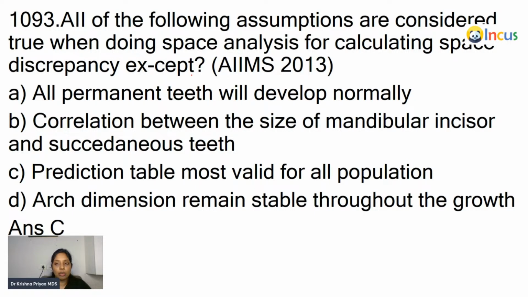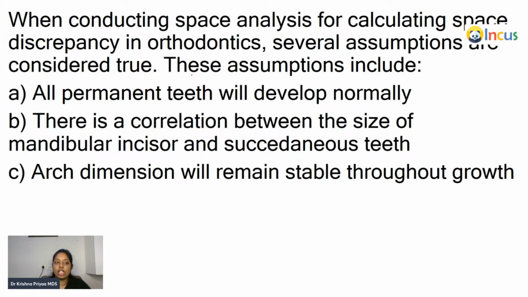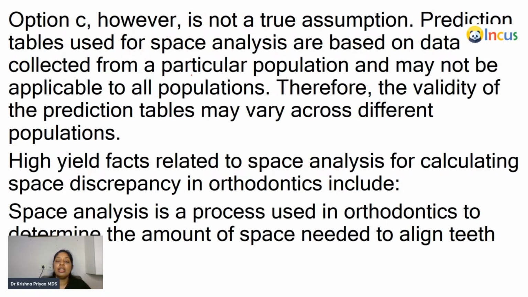So everything is almost true, except the prediction table being most valid for all the population, and not all analyses use the prediction table either. So for calculating the space discrepancy in ortho, several assumptions are considered true, except the last one, because the prediction tables are based on data collected from a particular population, so they can only be true for that population, and they can never be true for almost all populations, and therefore it is the wrong option here.